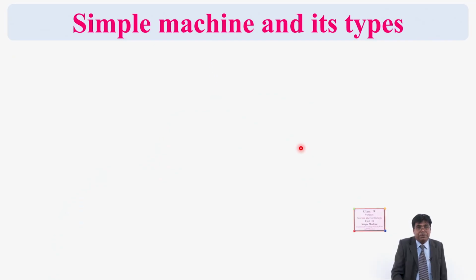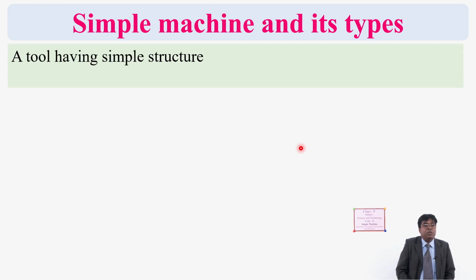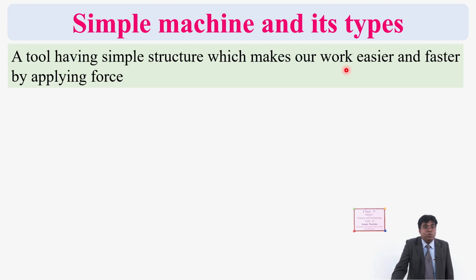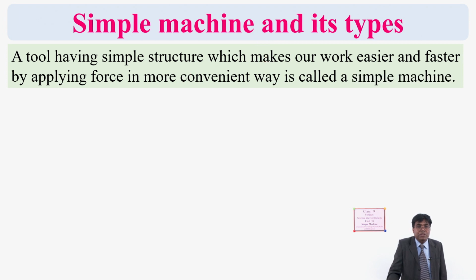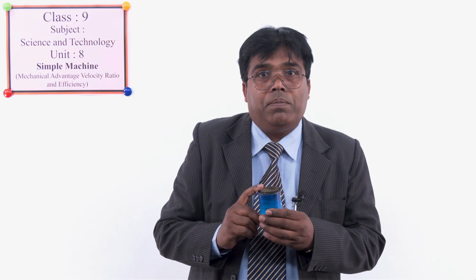and its types. So, do you know simple machine? Yes, a tool having a simple structure which makes our work easier and faster by applying force in a more convenient way is called a simple machine. For example, just see here, this is a tin can.